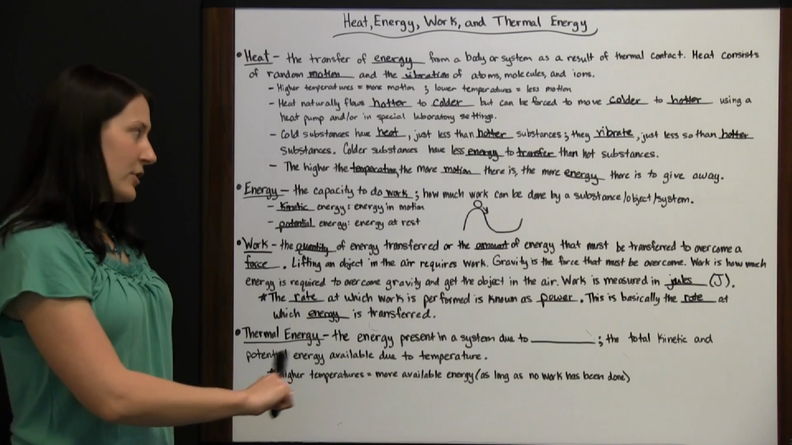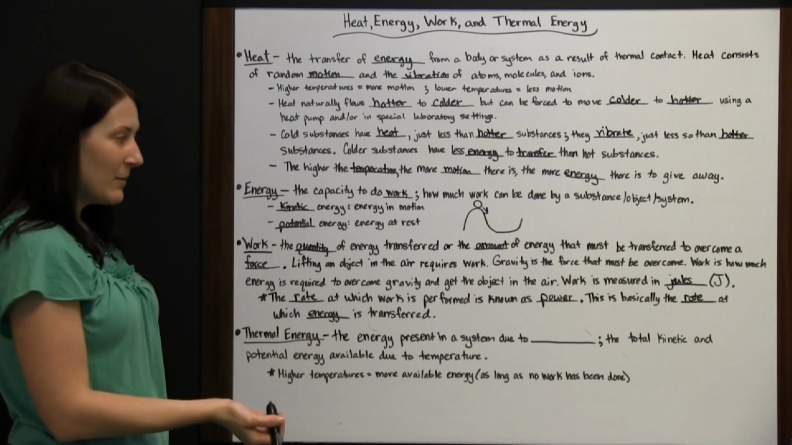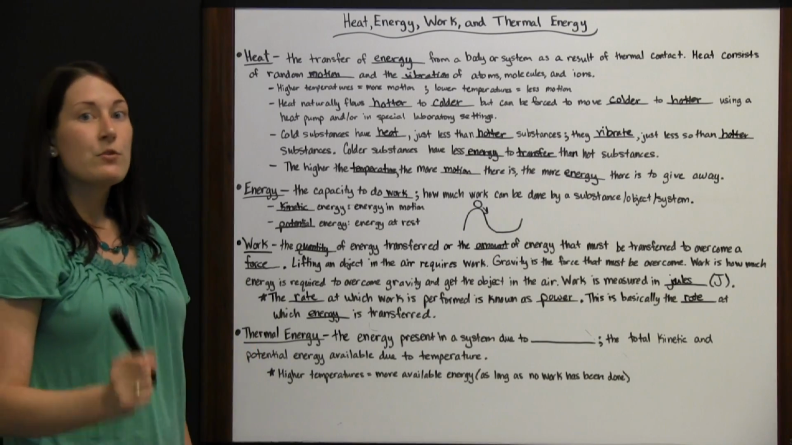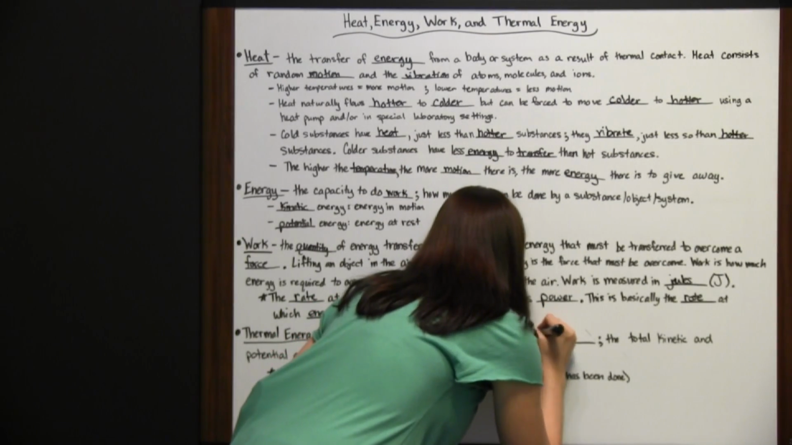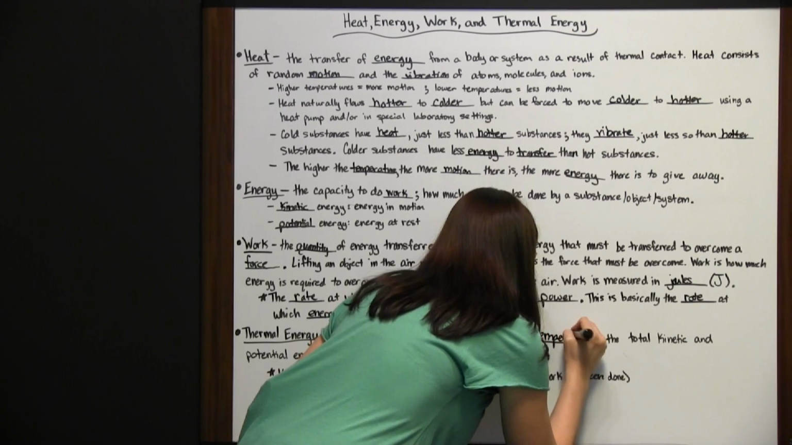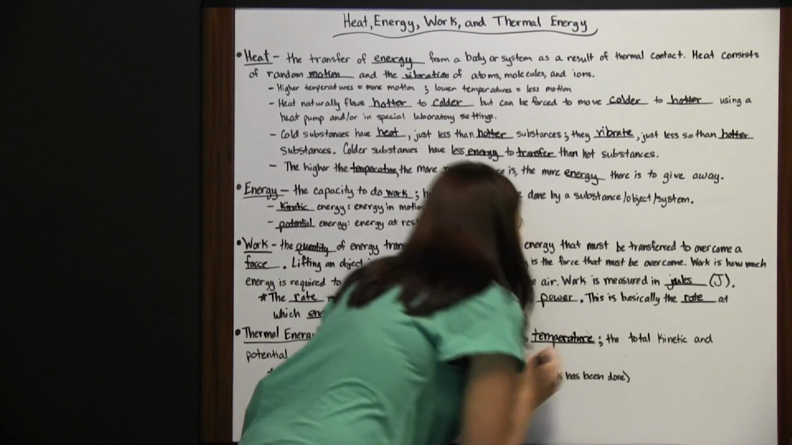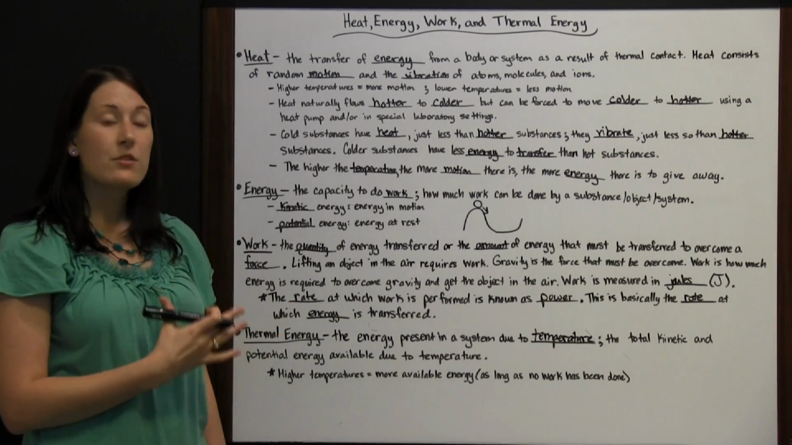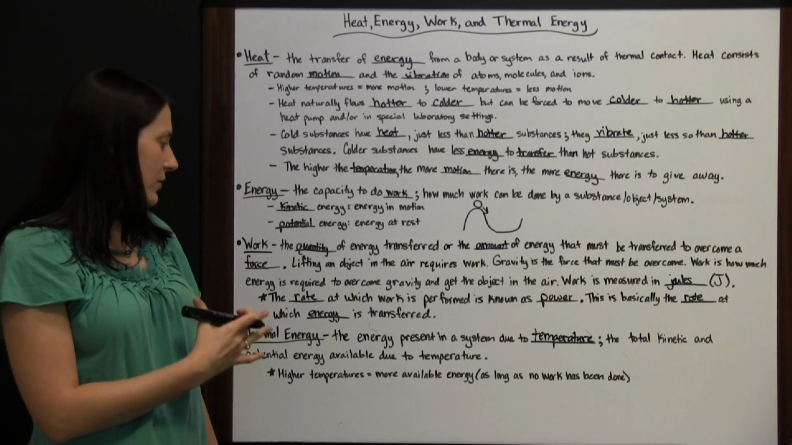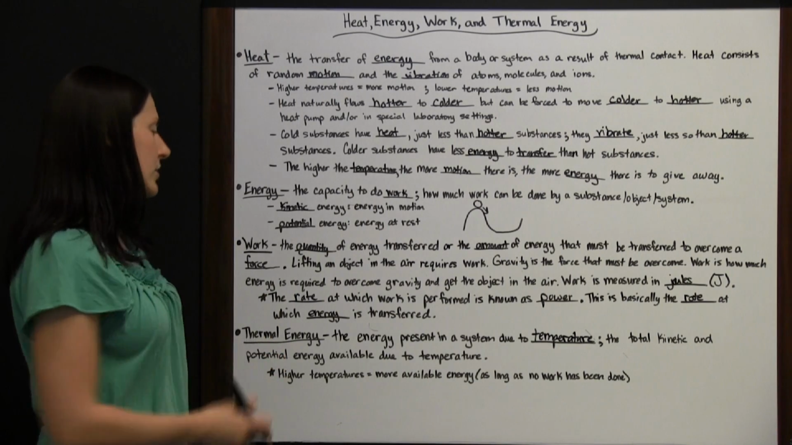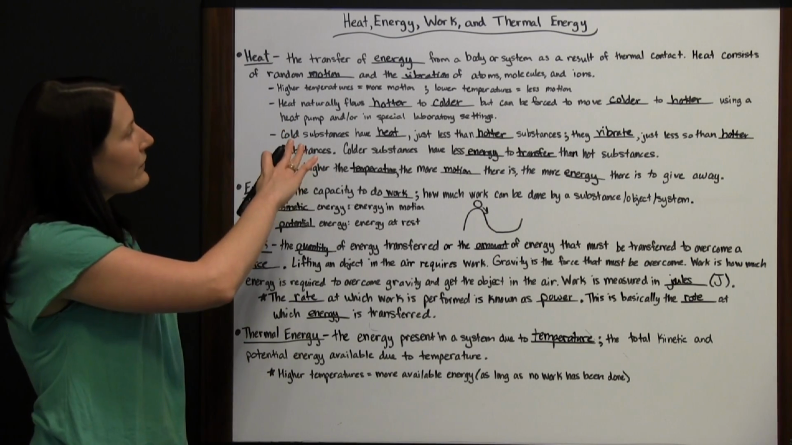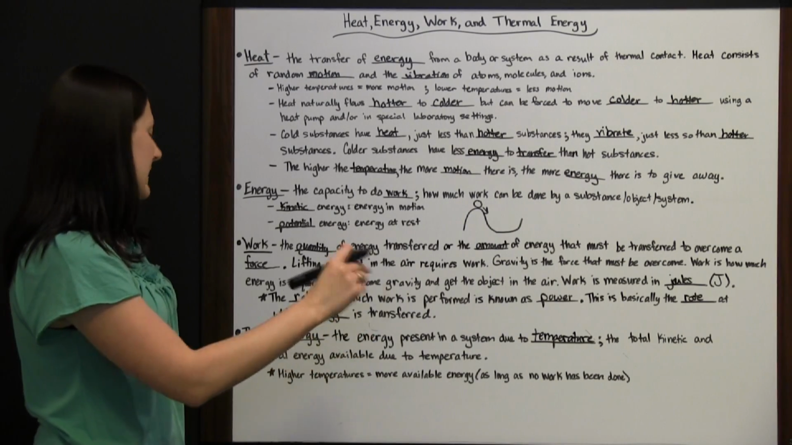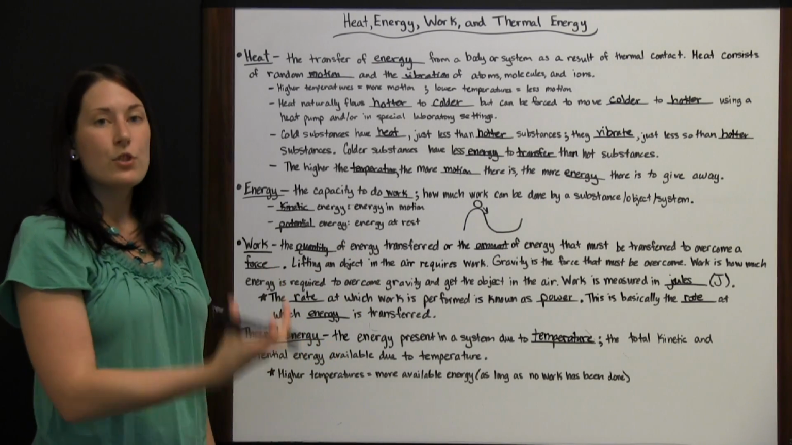Now let's look at thermal energy, which has more to do with heat, which we talked about before. Thermal energy is the energy present in a system due to temperature. So energy and work and power can all be influenced by a temperature. The total kinetic and potential energy available due to temperature is your thermal energy. So heat is the transfer of energy as a result of thermal contact. Thermal energy is how much energy is available due to temperature.